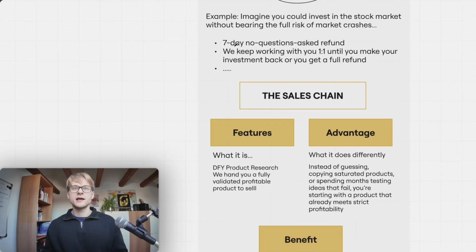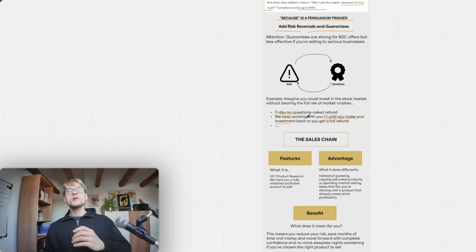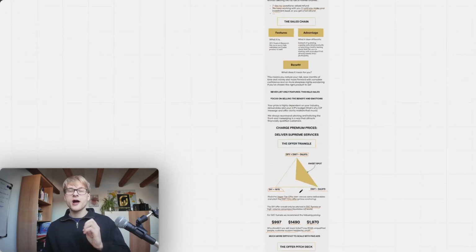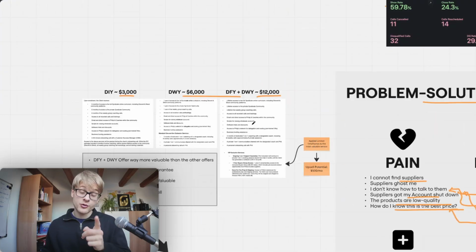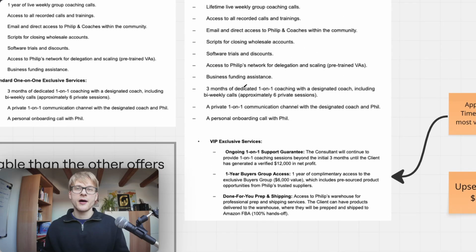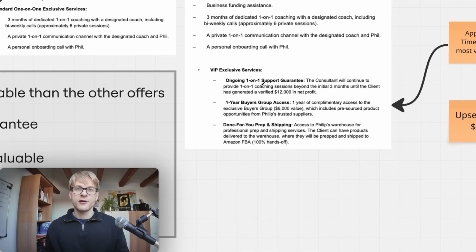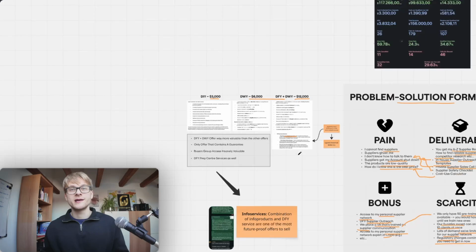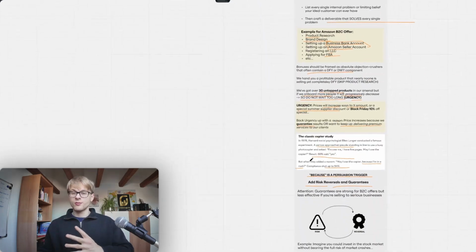So basically, in a B2C market for this client as well, you can have 7-day no-questions-asked refund guarantees, or we can work with you one-on-one until you make your investment back. For example, we only apply this guarantee to your actual done-for-you offer, which I'm going to show you right now in a second. Okay, we only apply the guarantee, as you can see, the guarantee over here to this offer, and it isn't in the other offers, to make this offer more valuable.